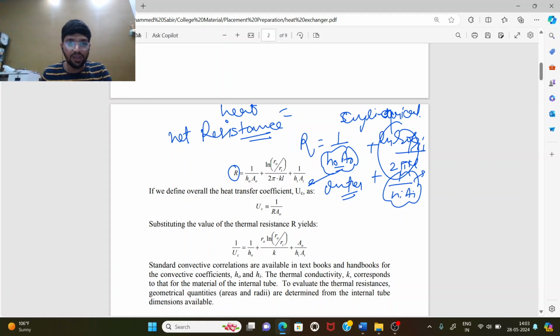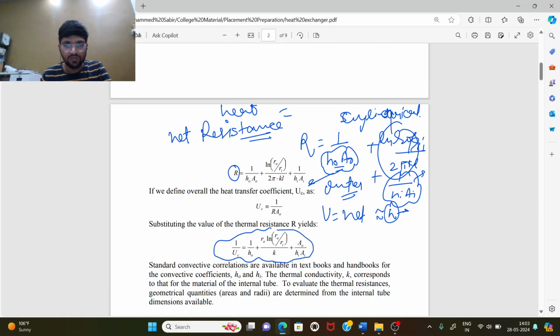And now, by using this, how to find U? Basically U is the net heat transfer coefficient corresponding to h. This is the expression of U: 1 upon R upon A. By using this expression we can find U. This is the net heat transfer coefficient, with the unit same as h.